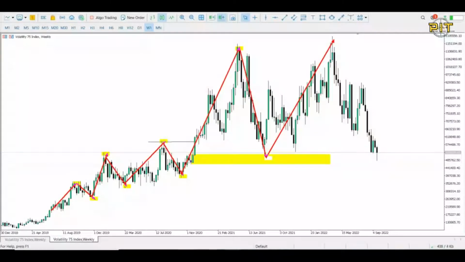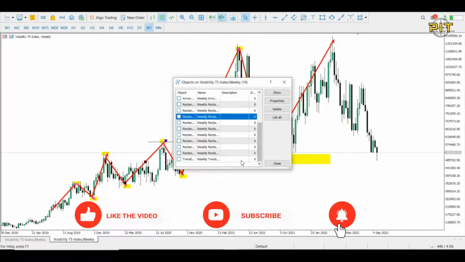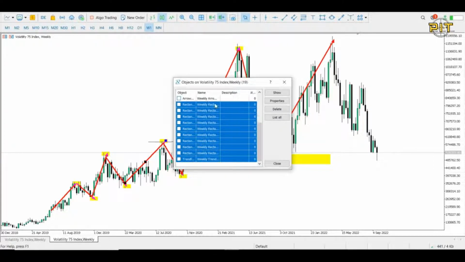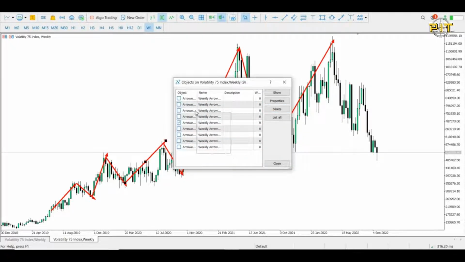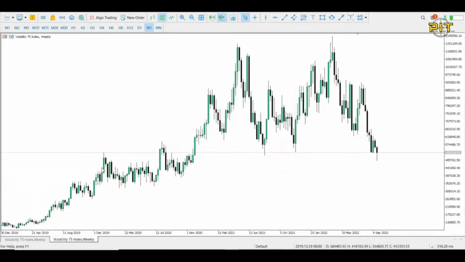So let's get back to the chart. So let me wipe off this. So now we've seen the structural part of it.